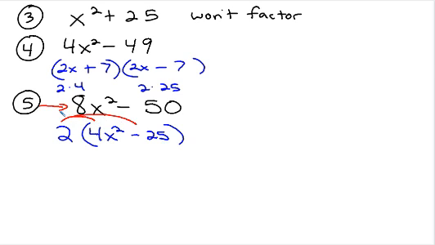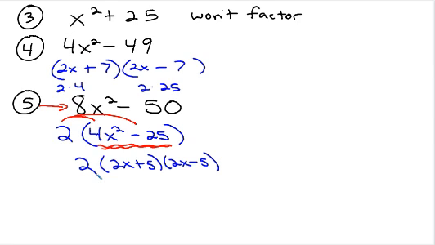Now, look what I have now. What I have is a difference of two squares. So we can factor this into 2x plus 5 times 2x minus 5. I just need to stick this little 2 out in front of it. That doesn't happen very often, but I think you will see it on tomorrow's assignment, and we just need to be aware of it. All right?